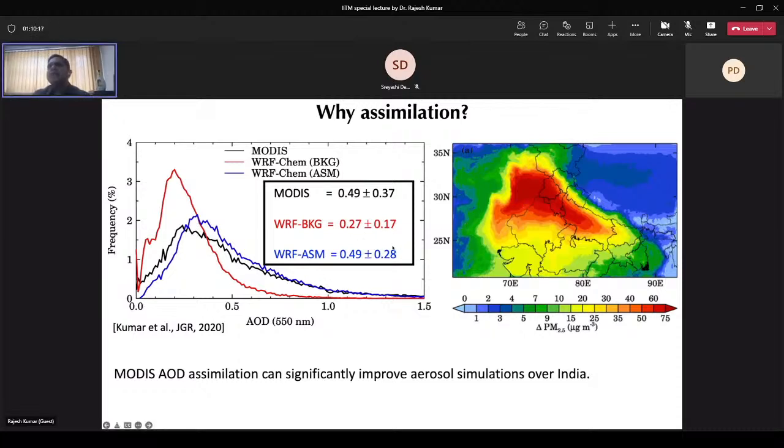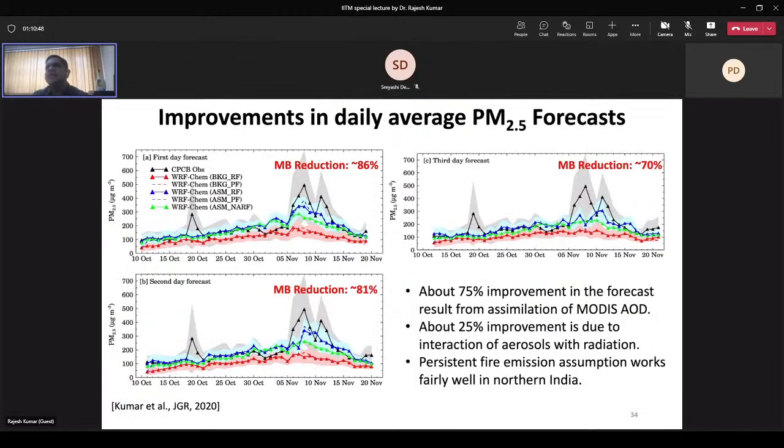For this period, because we were focusing on the crop residue burning season of 2017, most of the changes in surface PM2.5 due to assimilation were also occurring in the crop residue burning region, like Punjab and parts of Pakistan, Haryana, and Delhi. This whole belt benefited the most from the assimilation of MODIS AOD. But this is just assimilation. Unless we compare it to the surface observation, we do not know whether or not this assimilation is helping and pushing us in the right direction.